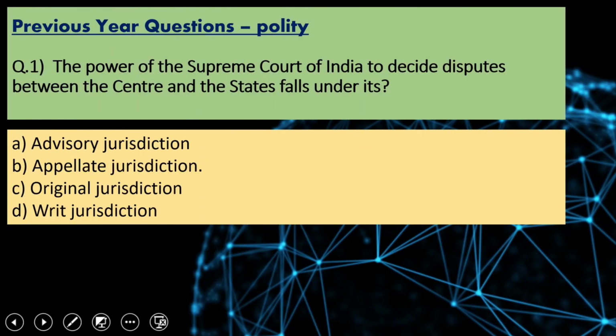So this is the previous year question, where the first question is from Indian polity. The power of the Supreme Court of India to decide the dispute between the Centre and the states falls under which among the following? Is it advisory jurisdiction, appellate jurisdiction, original jurisdiction, or writ jurisdiction? So I think this is an easy one, and UP has already asked it, so they can interchange it with any of the options. Whatever you feel is correct, do comment. Write your answer in the comments of this video, so that I could come to know how many of you are participating.